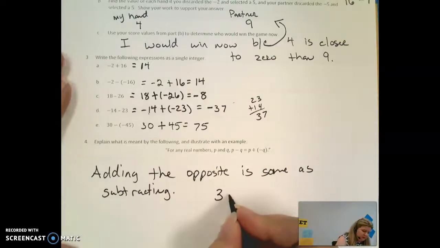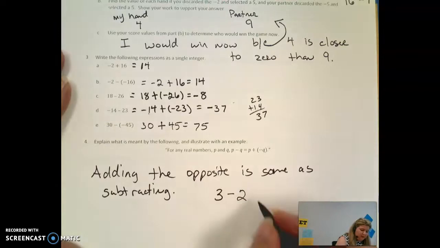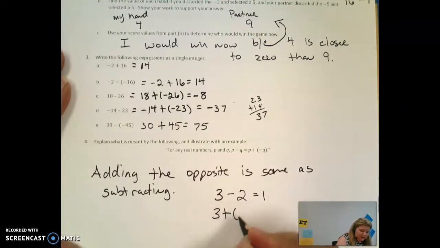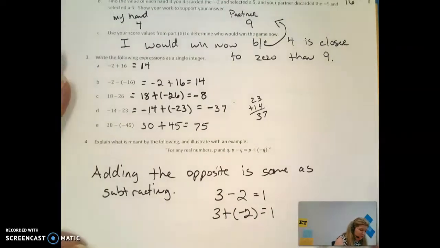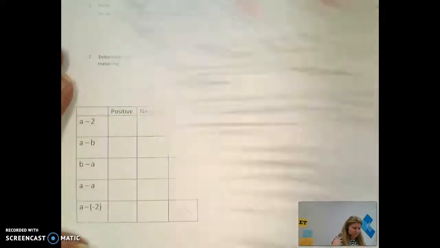Okay, 3 minus 2. I know that's 1. I could rewrite it as 3 plus the opposite of 2, and 3 plus negative 2 is still 1. So, there's that one.